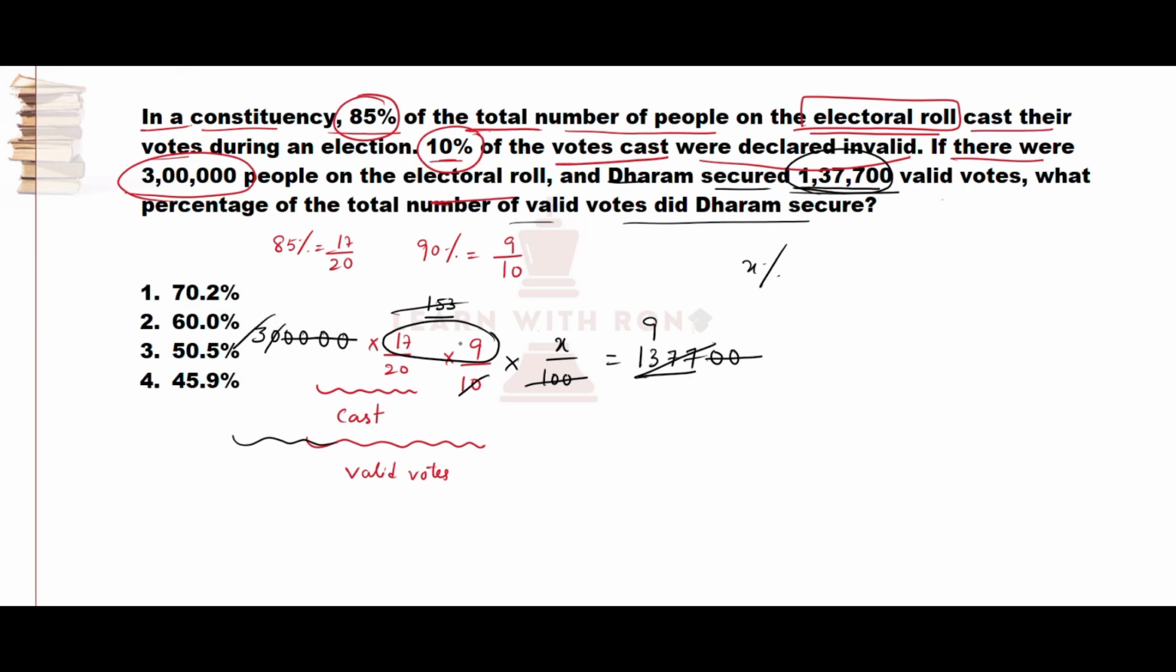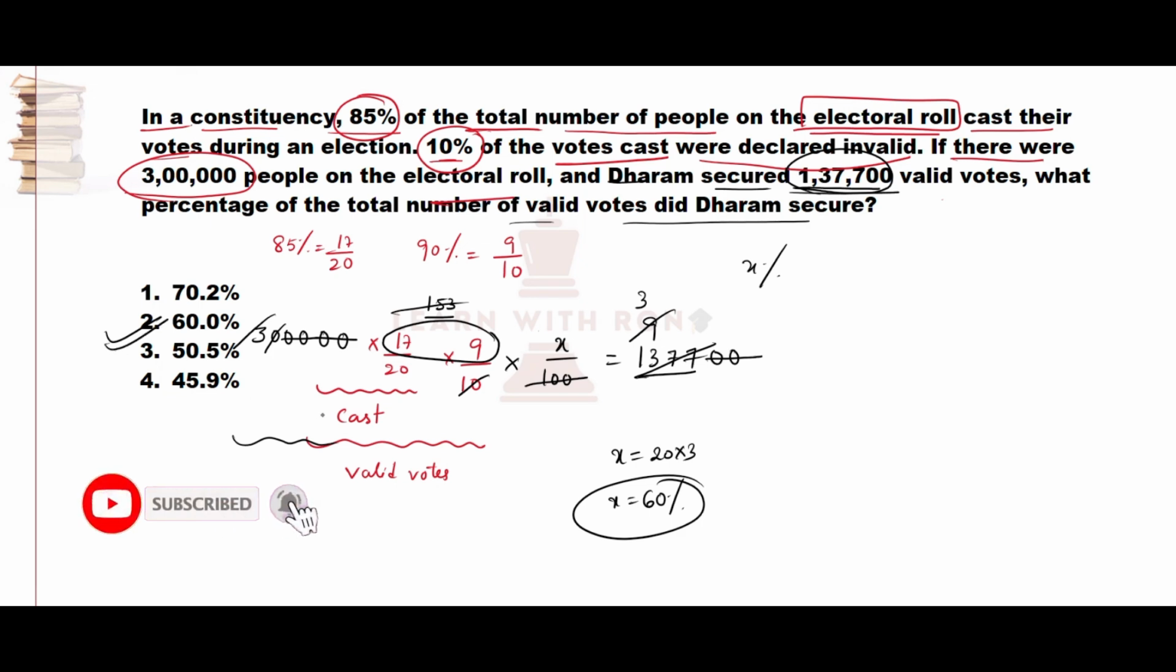So here 3 and here 3. So remaining left is x is 20 times 3. So x is 60%, which is our answer, option number 2 here. Let's see the next question. See this question.